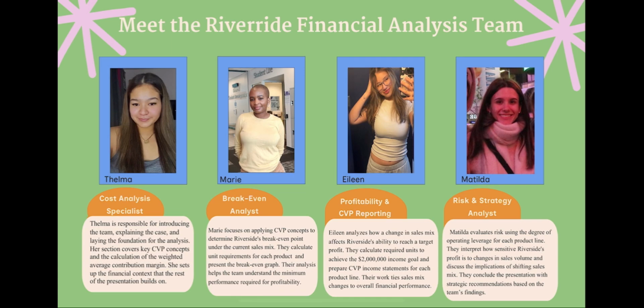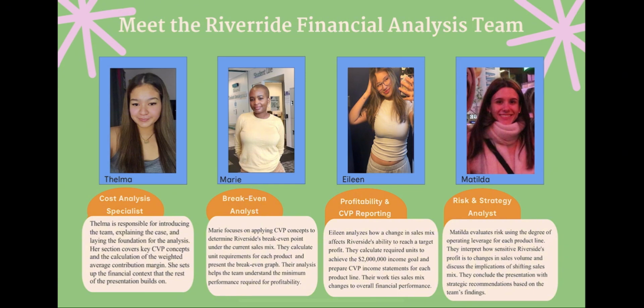I focused on analyzing the cost structure for both kayaks, determining how the sales mix impacts profitability, and preparing the Excel models that support our results. We also had team members responsible for the break-even analysis. They used the weighted contribution margin to calculate Riverride's break-even point in units and determine how many rotomolded and composite kayaks are needed before the company begins generating profit.